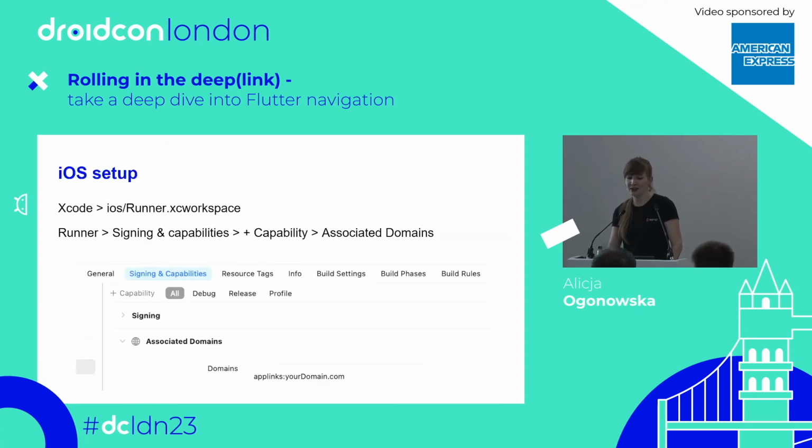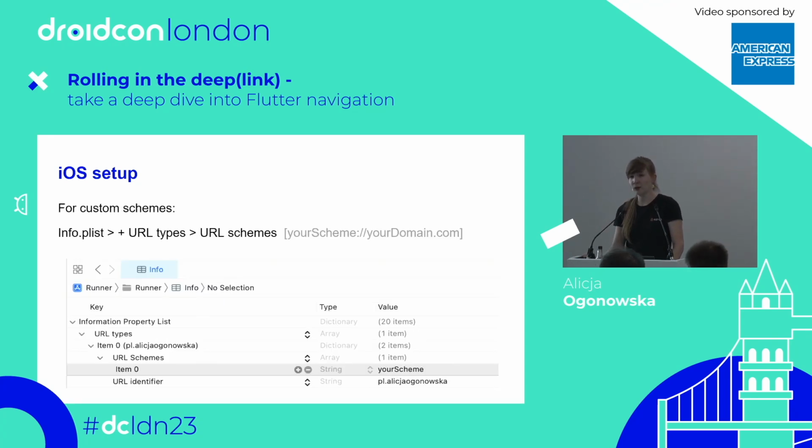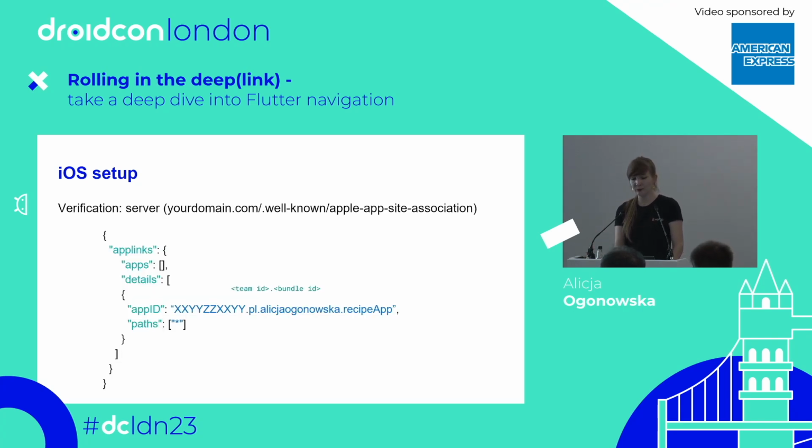In iOS, the setup is started by adding an associated domain. So you add it as a capability in the Runner, under Signing and Capabilities. And it always has a format of applinks:yourdomain.com. And if you want to use a custom scheme, you also need to define it in Xcode. You do it in the Info.plist file. And one note, if you are not using custom schemes, just HTTP, no need to do that. And that is it when it comes to Xcode work.